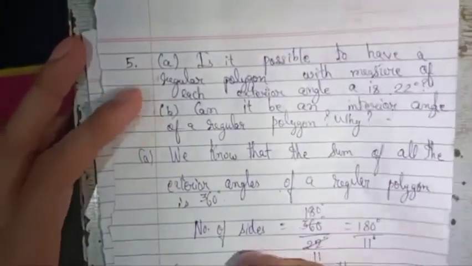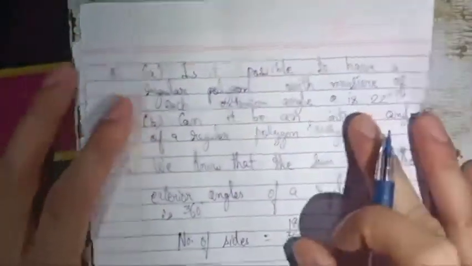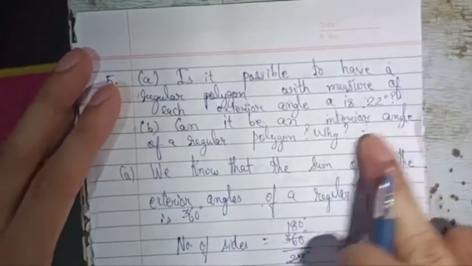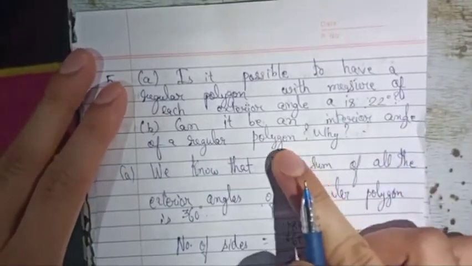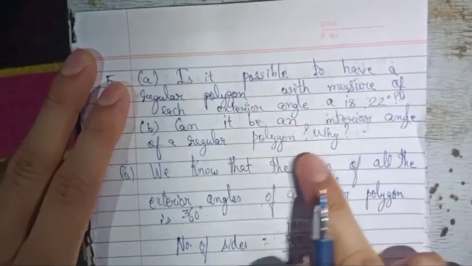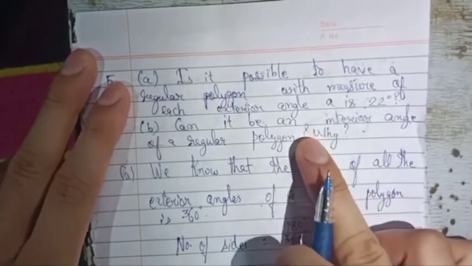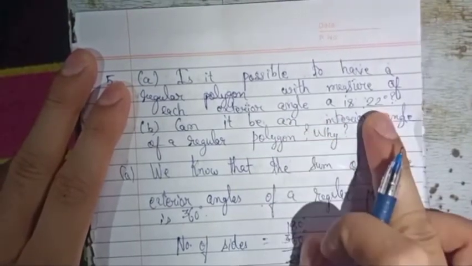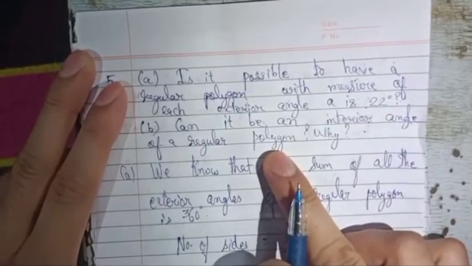Now in the second question, what is given to us? In the second question, we have to find whether it can be an interior angle of a regular polygon. If it is not an exterior angle, can it be an interior angle? That means is it possible to have a 22-degree angle as an interior angle of a regular polygon? So that also we will find out. How will we find out?